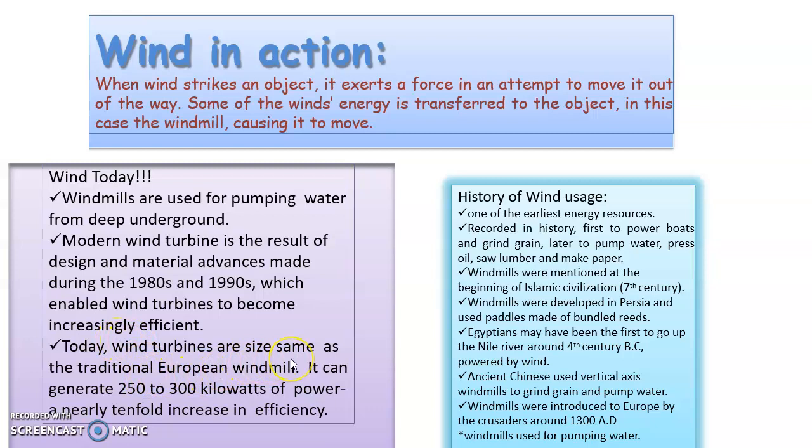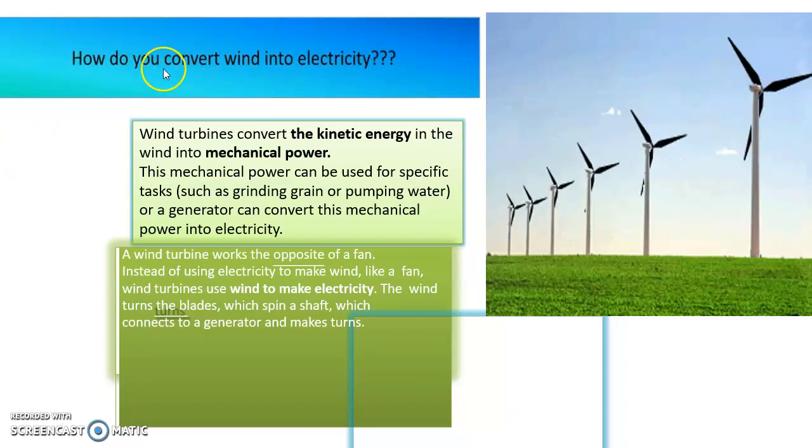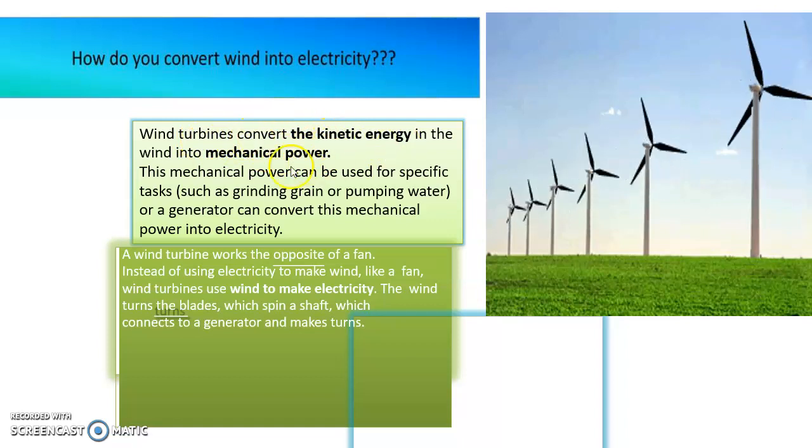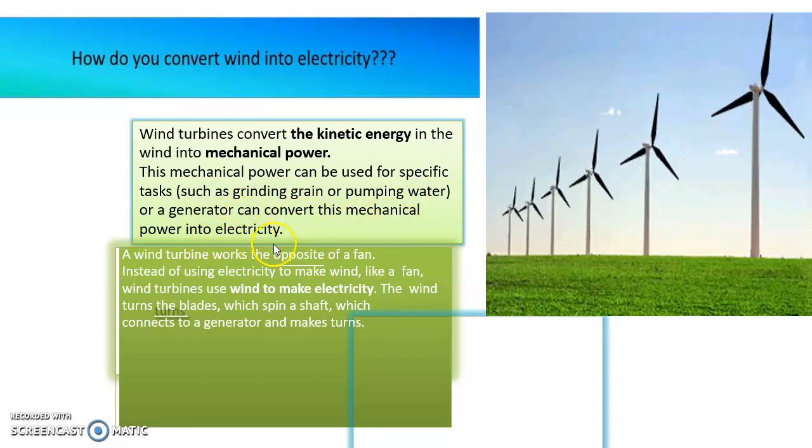Today, wind turbines are the same size as the traditional European windmill, but can generate 250 to 300 kilowatts of power, a nearly tenfold increase in efficiency. And already we discussed the history of wind. How do you convert wind into electricity? So wind turbines convert the kinetic energy into mechanical power, and this mechanical power can be used for specific tasks like grinding grain or pumping water, or a generator can convert this mechanical power into electricity.